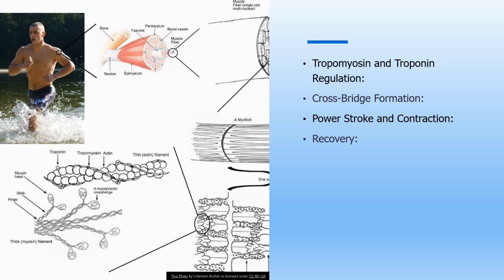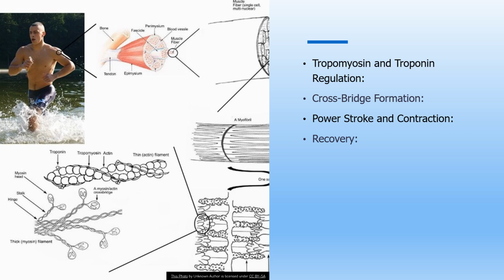Power stroke and contraction. This is when ATP is hydrolyzed, providing energy for the myosin heads to pivot and pull the actin filaments towards the center of the sarcomere, resulting in muscle contraction. Recovery. This is when ATP binds to myosin, causing the myosin heads to detach from actin. The calcium ions are actively transported back into the sarcoplasmic reticulum, allowing tropomyosin to block the myosin binding sites again.